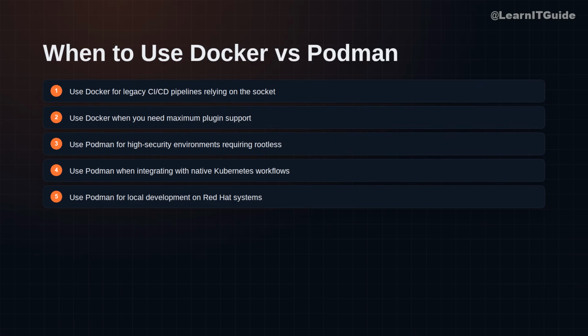Specifically, that includes use Docker for legacy CI or CD pipelines relying on the socket. Use Docker when you need maximum plugin support. Use Podman for high-security environments requiring rootless. Use Podman when integrating with native Kubernetes workflows, and use Podman for local development on Red Hat systems.